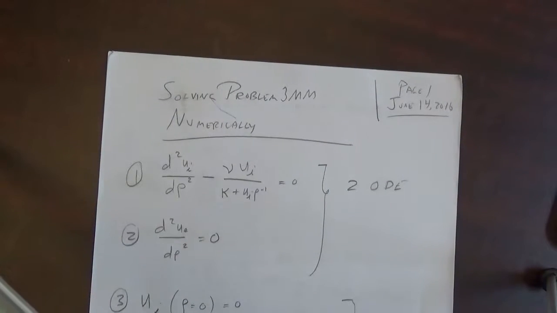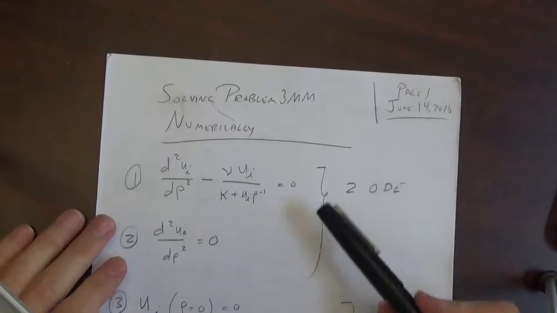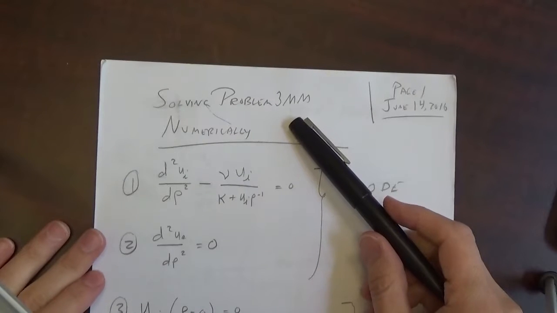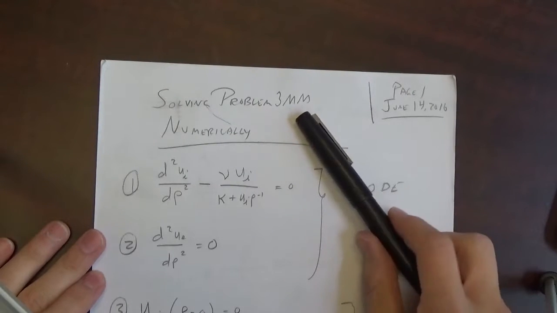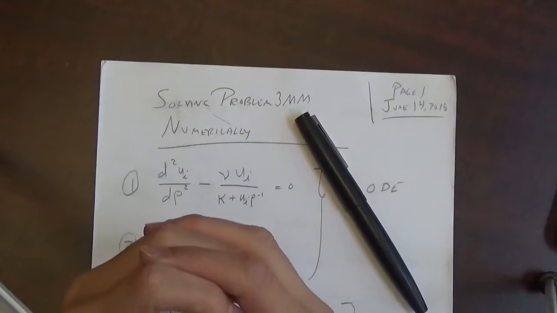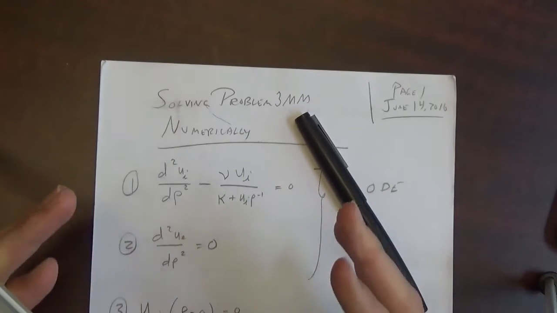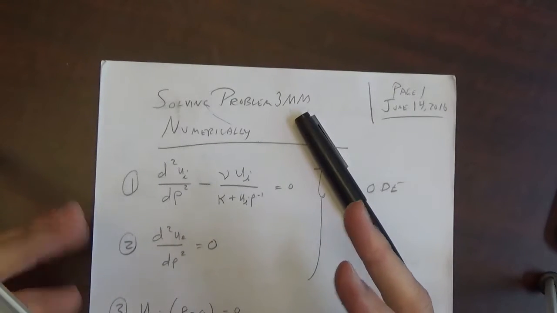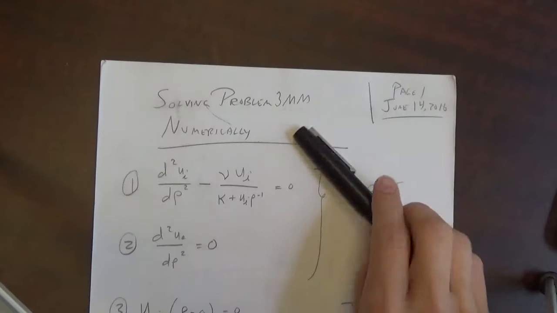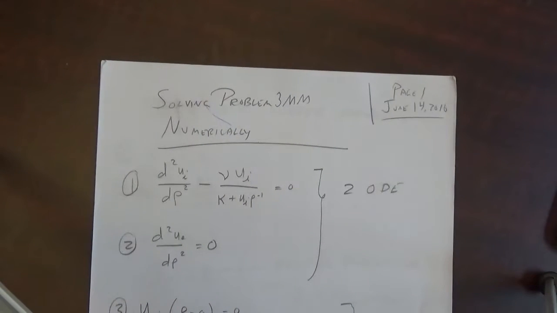Okay, so here we're going to solve problem 3, which was the full problem with the core of cells with Michaelis-Menten kinetics and the shell of alginate with no consumption. And we're going to solve this numerically using the shooting method and using Runge-Kutta fourth order.